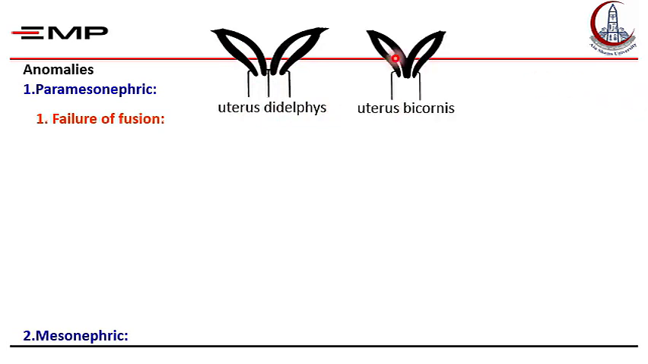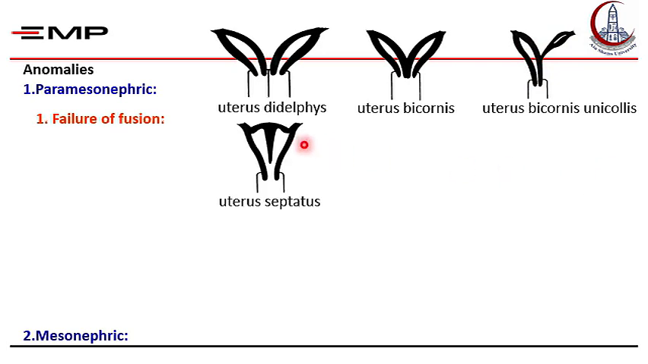There may be two uteri and one vagina. This is called uterus bicornis. There is sometimes a rudimentary horn of this uterus bicornis, so it's called uterus bicornis unicollis. So this is a combination of a failure of fusion and hypoplasia. Sometimes there is just a septum inside the uterus. There is fusion, but it's incomplete. This is called uterus septatus.